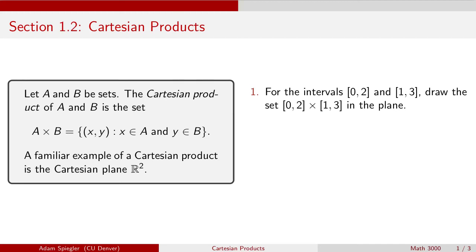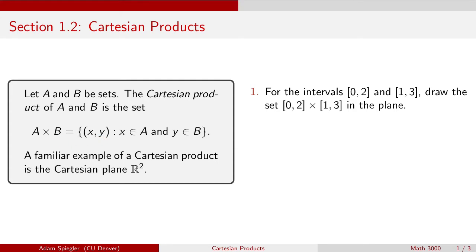Hey everyone, in this video we are going to define an operation on two sets called the Cartesian product. If we have a set A and a set B, then the Cartesian product is the set of all ordered pairs where the first element x comes from set A and the second element y comes from set B.